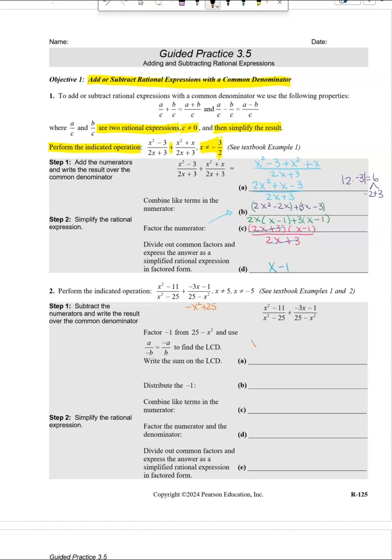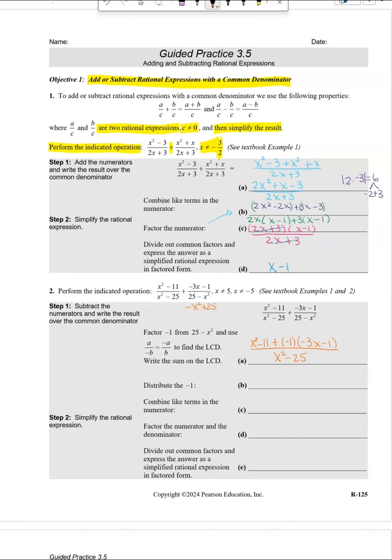So we're going to have x squared minus 11, and then we're going to say plus, just like we have here. But when we factor this negative out, I'm going to write it right here, times negative 1, and then I'm going to put this in parentheses, negative 3x minus 1. That way you can see all of my steps, and it's not really confusing. Now, since I factored this negative out, I can write this as x squared minus 25. So our least common denominator now is x squared minus 25.